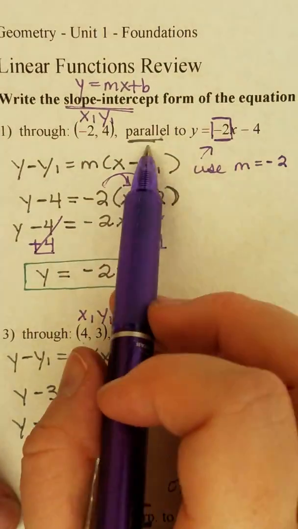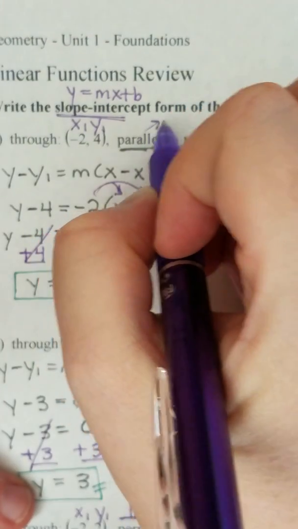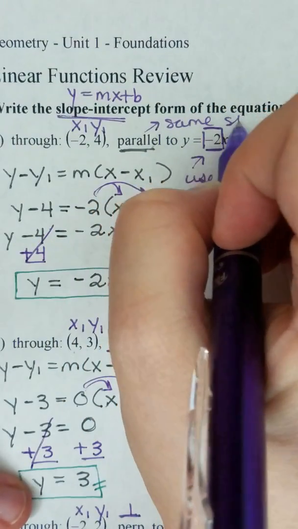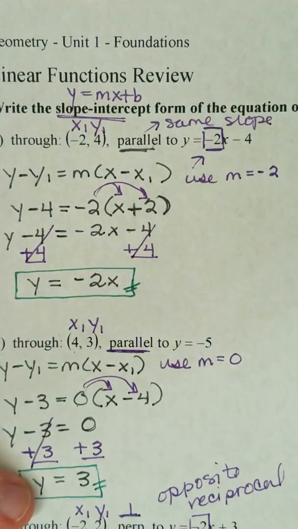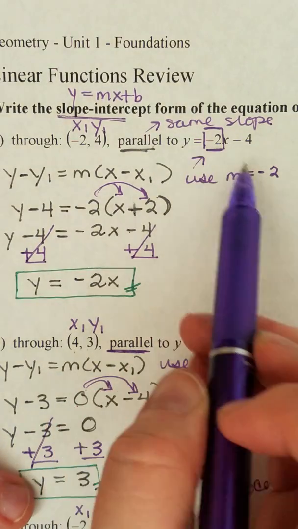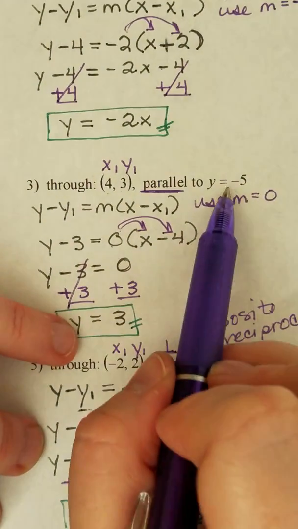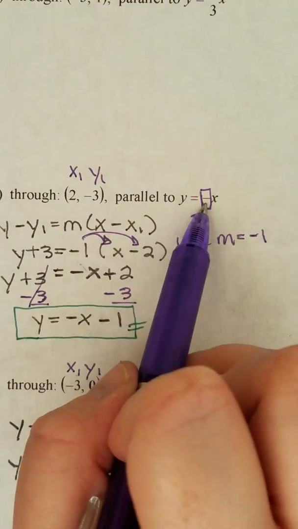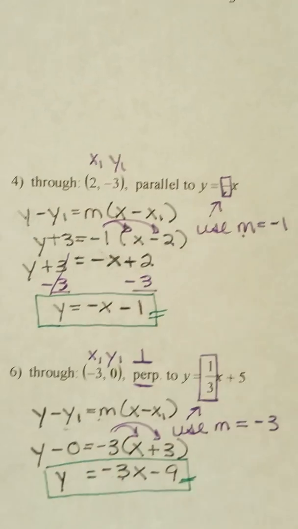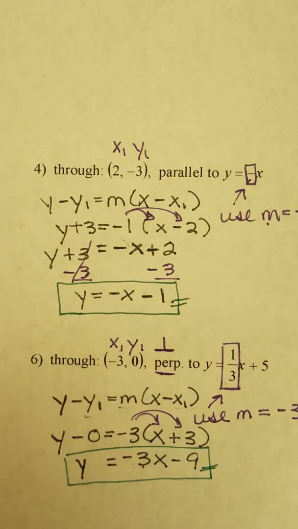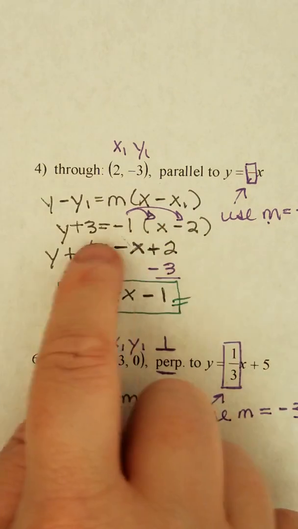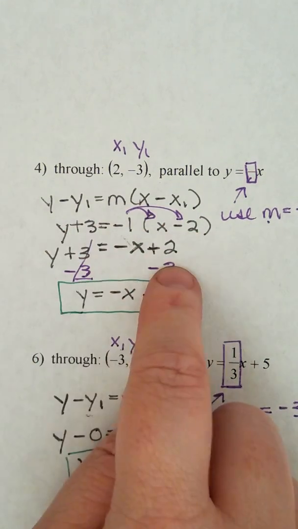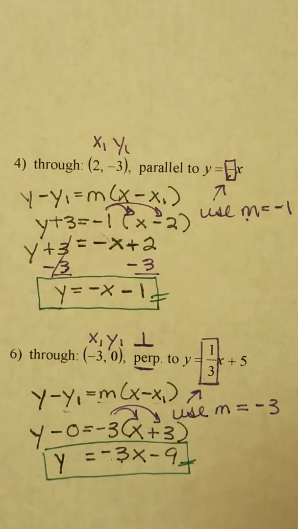If they want a line that's parallel, then you use the same slope. Okay, so if the given slope is -2, you use that same slope. If the given slope is 0, you use that same slope. If the given slope is -1, you're going to use that same slope if the lines are parallel. From there, the process is the same. You plug it into point slope form, distribute on the right, add or subtract 1 on the left, and you're done. And you can always check your answer if you need to. Hope this helps.